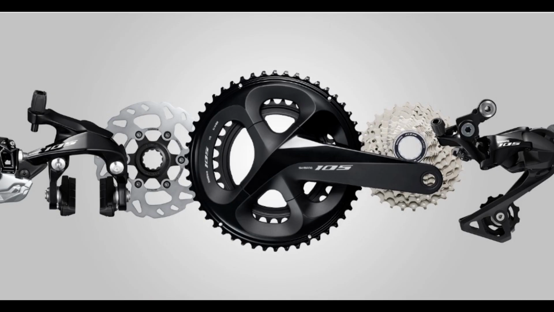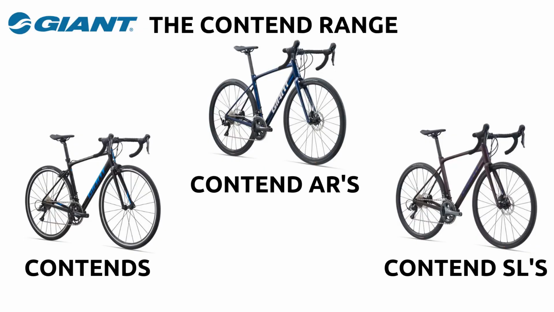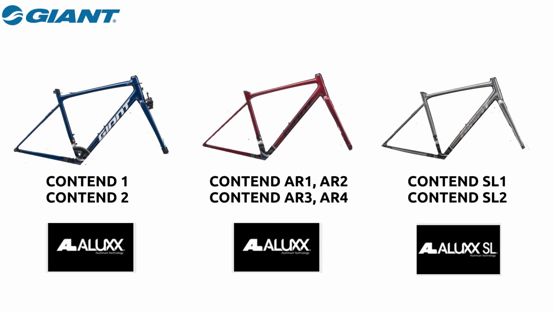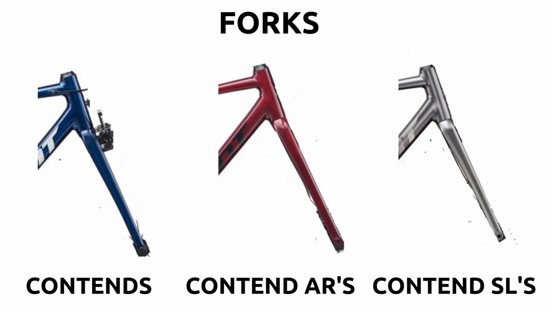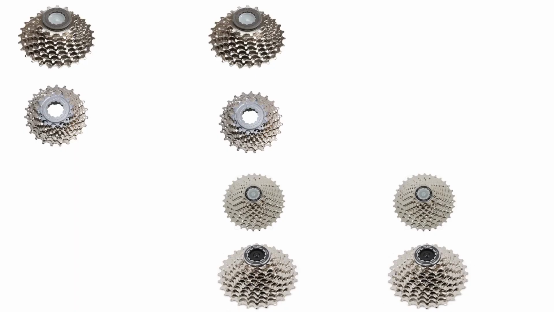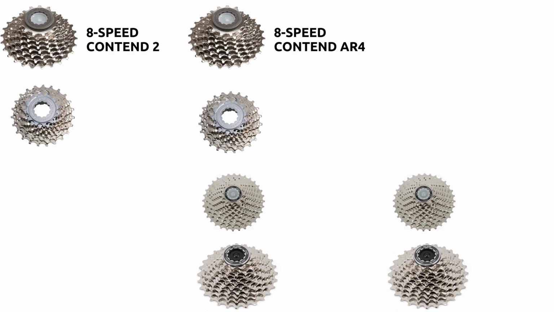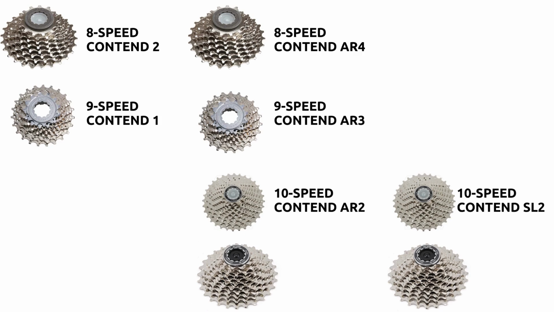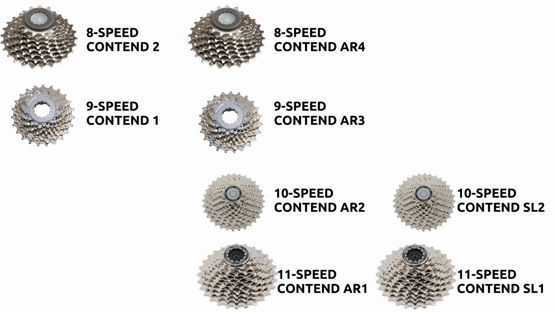Onto the drivetrain. So far I have talked about the bike ranges in general, as things like the frame and fork are the same among the bikes in the same range. But now things will differ. The Contend 2 and Contend AR4 come with 8 speeds at the back. The Contend 1 and Contend AR3 come with 9 speeds at the back. The Contend AR2 and Contend SL2 come with 10 speeds at the back, and finally the Contend AR1 and Contend SL1 come with 11 speeds at the back.